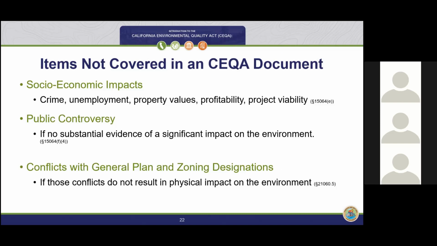Public controversy alone does not require the preparation of an EIR if there's no substantial evidence of a significant impact on the environment. And then also conflicts with general plan or zoning designations. As was noted in an earlier slide, the general plan and zoning consistency is part of the process of an entitlement and of the project review. But if those conflicts would not result in a physical impact on the environment, then they would not be considered as part of the CEQA document.